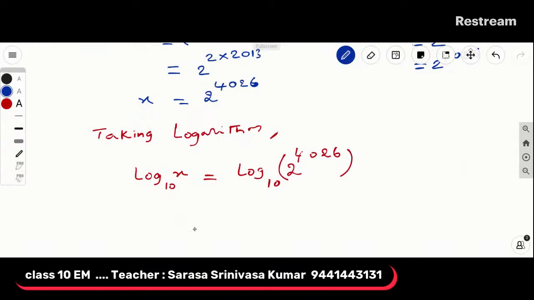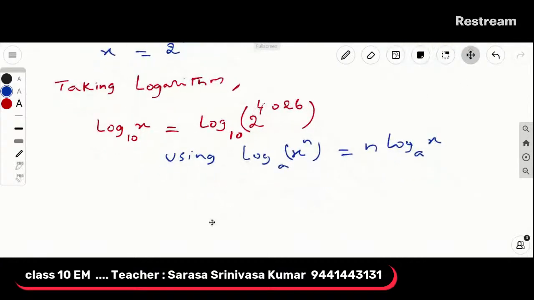Using the formula log x to the power of n to the base a equal to n log x to the base a, we can write the right hand side as 4026 log 2 base 10. Here log x base 10.